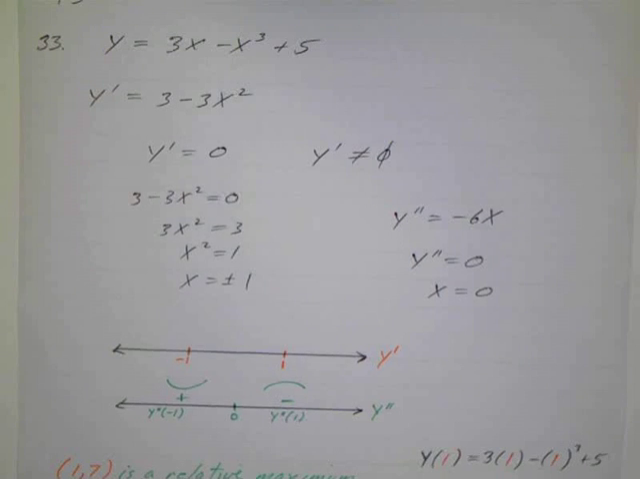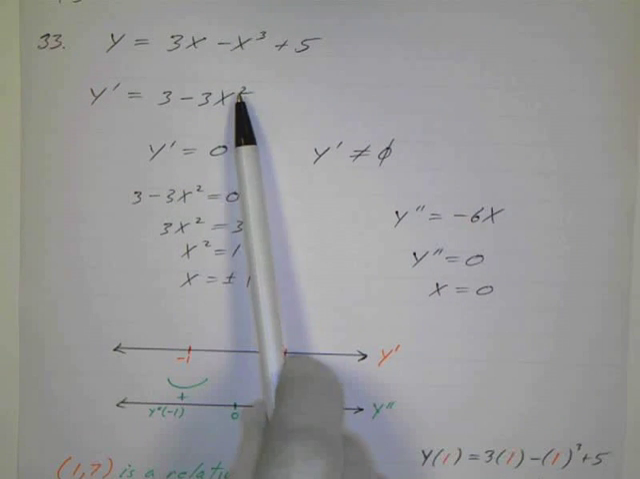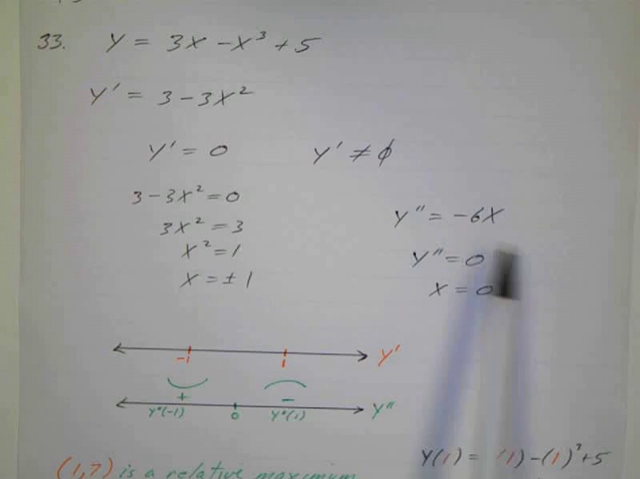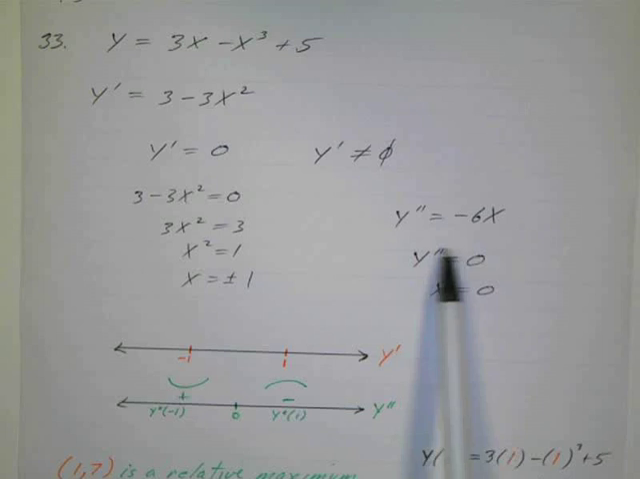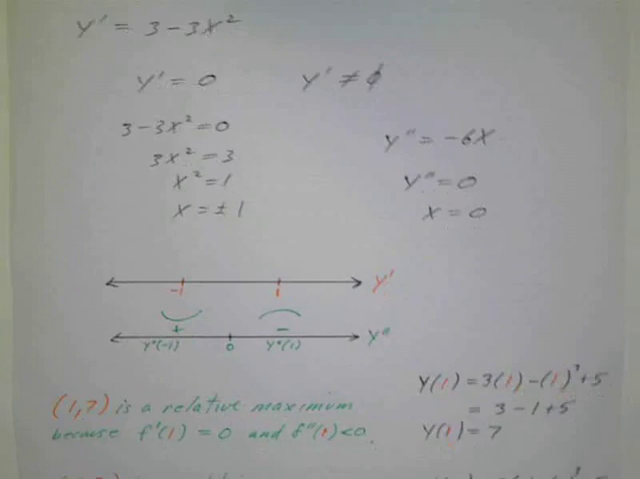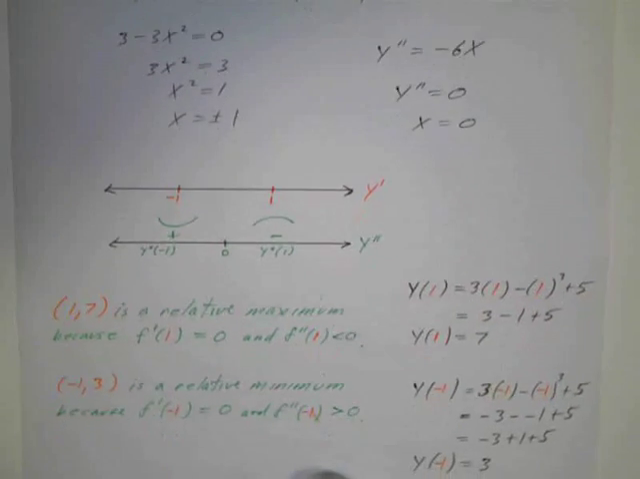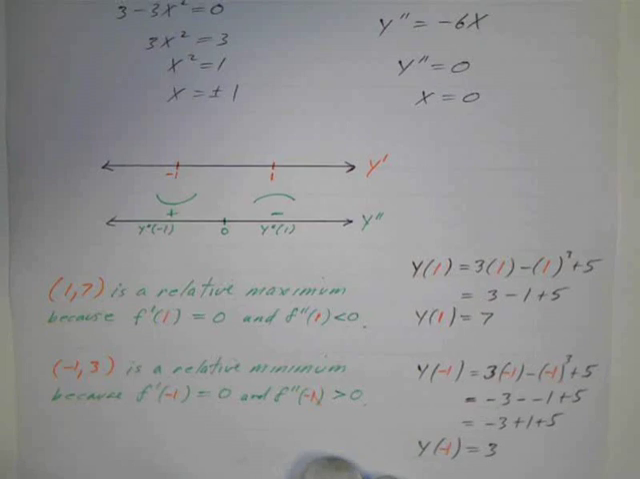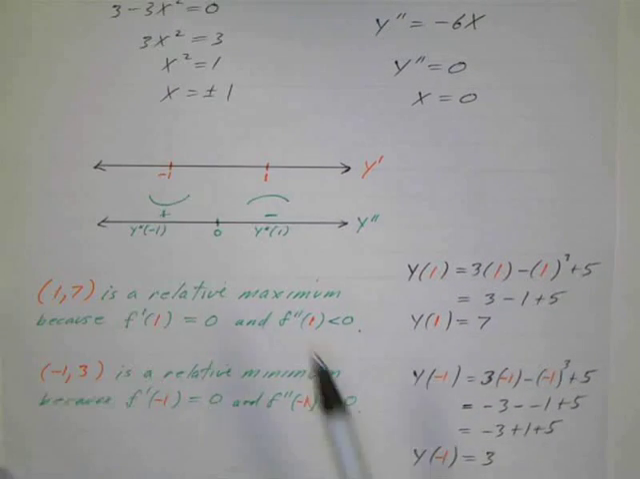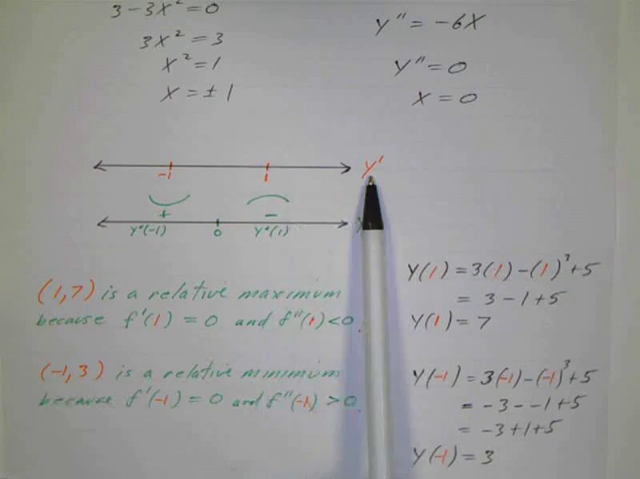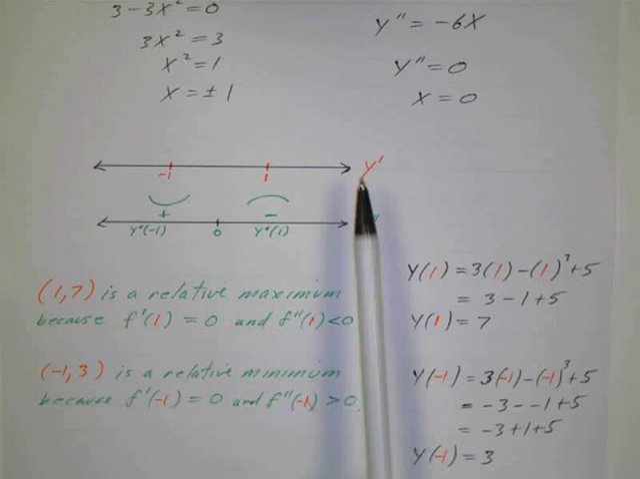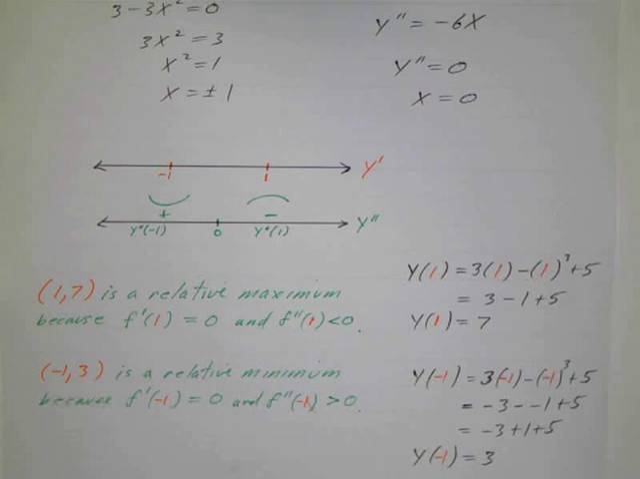And then I take the second derivative to see what that is, and that's just going to be simply negative 6x. And we just look to see where that's equal to 0. It's not undefined, but it's equal to 0 when x equals 0. So I draw both my first and my second derivative lines over here. And here's the first one with the critical points, negative 1 and 1, where the first derivative was 0. And this is where the second derivative is equal to 0.